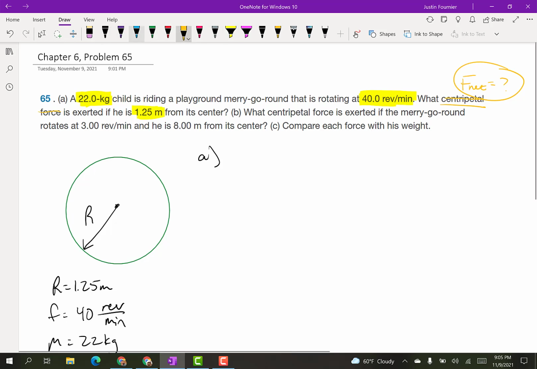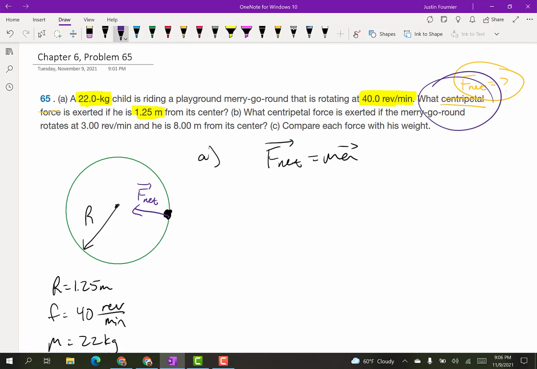So basically I could say, all right, let's say the child is here. There's going to be a net force pointing towards the center of the circle because the child is moving at a consistent frequency. That basically means that they're also going to be moving at a constant speed. So I'm now going to apply F net equals ma. In this case, the net force is the quote-unquote centripetal force. Again, centripetal force is just F net when moving in a circle, and that's what I'm solving for, F net.